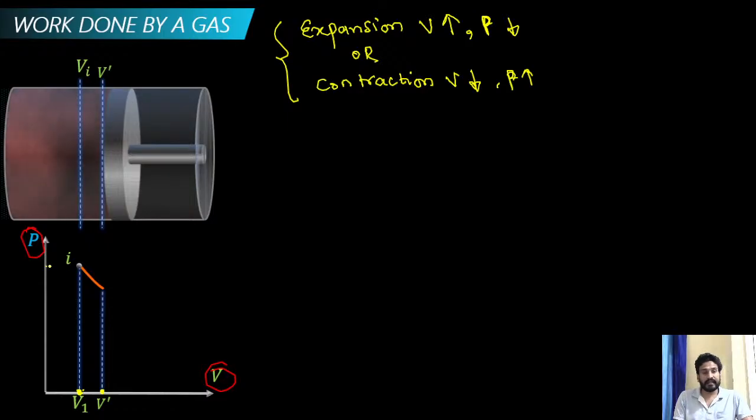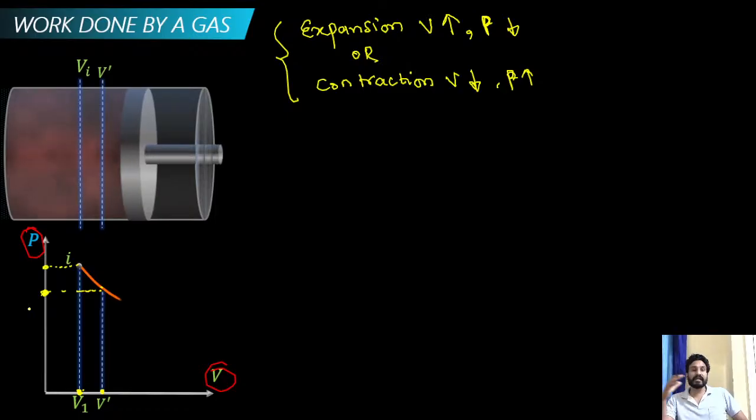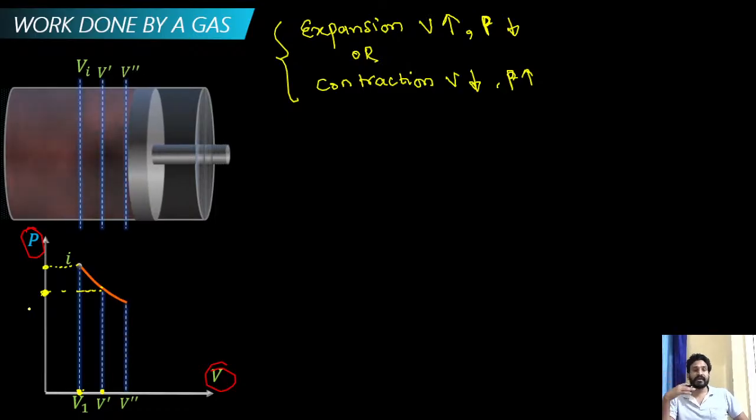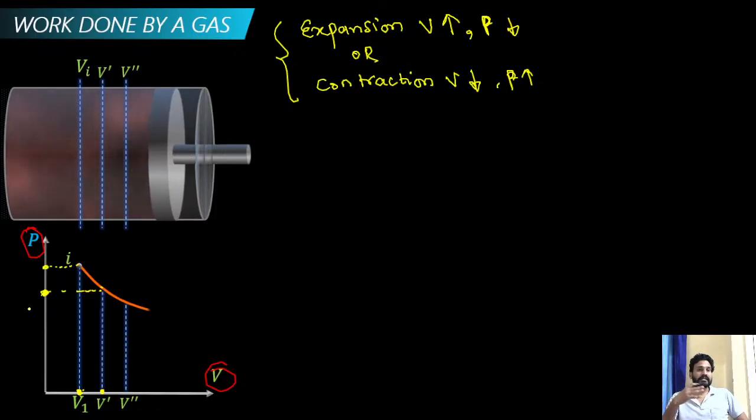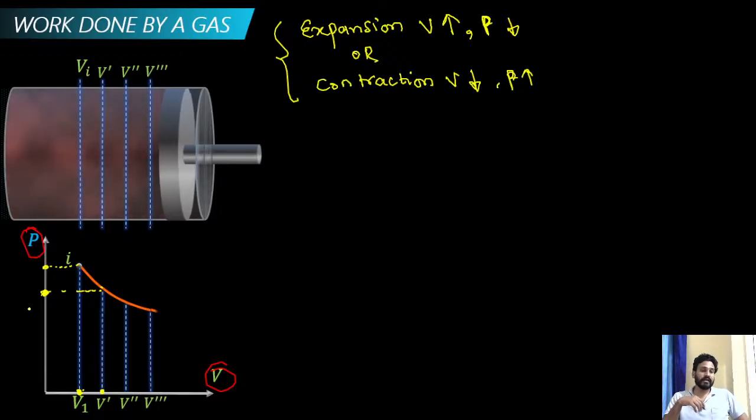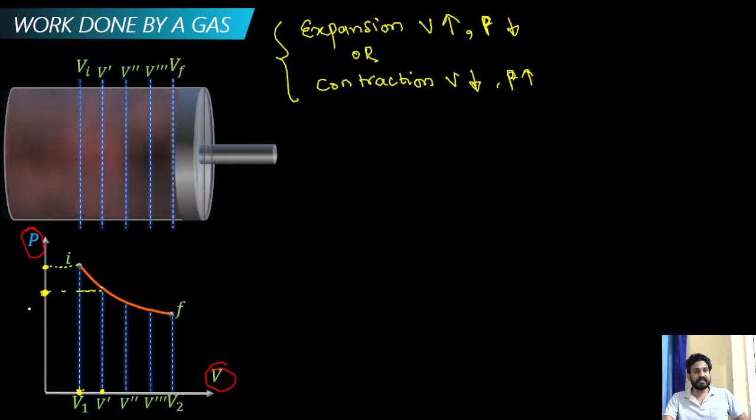So here at the initial point, this is my pressure, and at the V dash volume, the pressure will decrease. Now the pressure is this. Pressure is decreased now. Further, the gas expands, volume will increase, pressure will decrease. Further, the volume will increase and my pressure will decrease, and this is the final position of the piston. Is it clear to you?